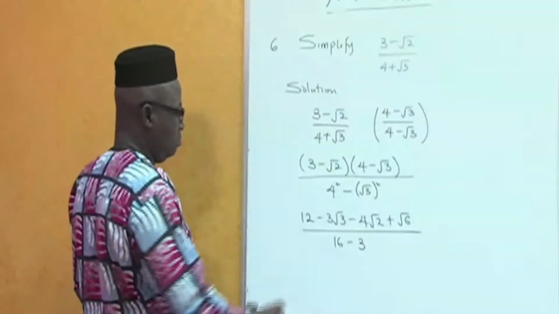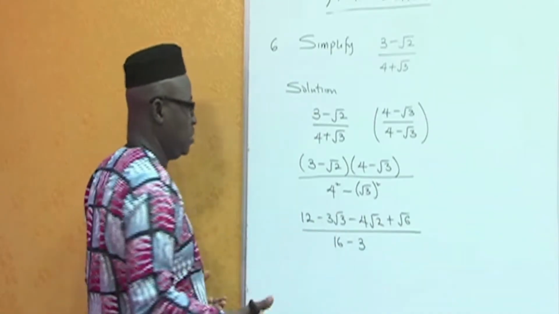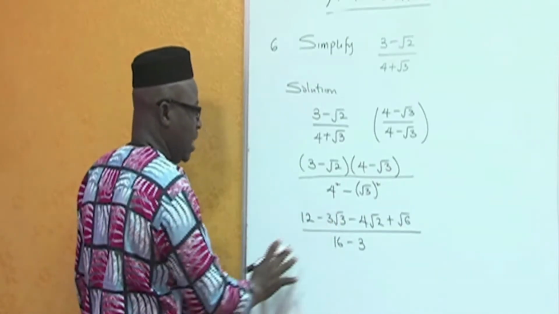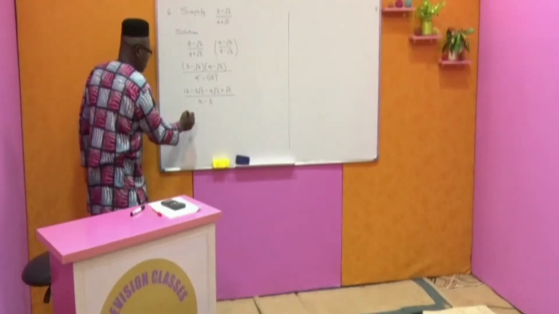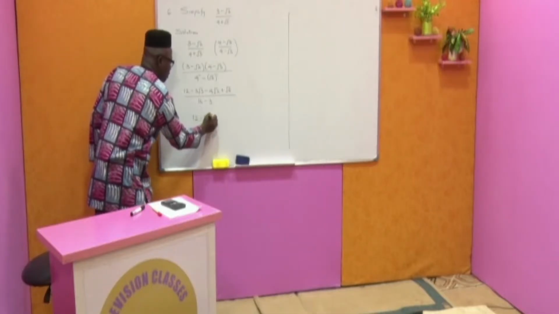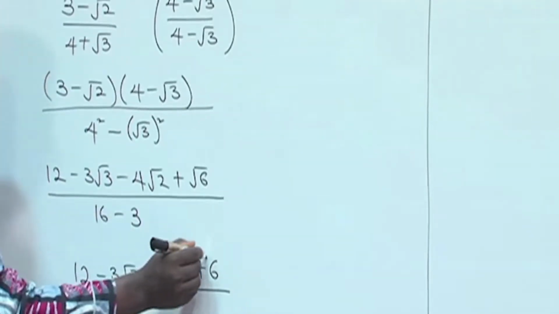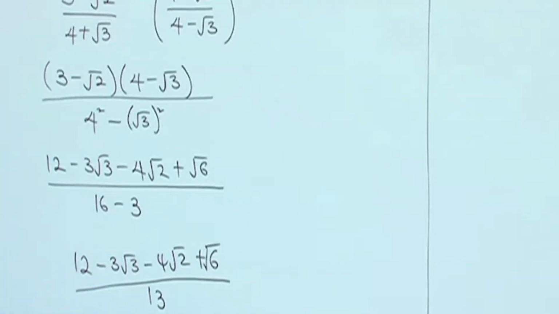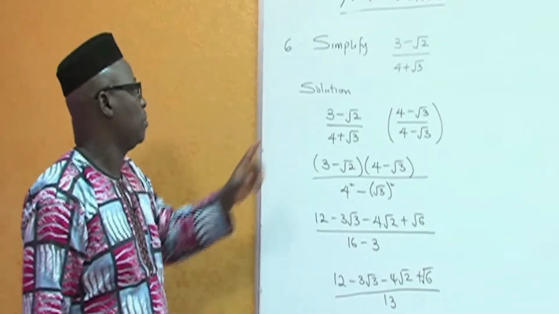So at this point, there's nothing I can simplify in the numerator again because we don't have similar sorts. It's only one number we have there, which is 12. So we can leave the numerator the way it appears. But the denominator, 16 minus 3, is actually going to be 13. So I can write my final result as 12 minus 3 root 3 minus 4 root 2 plus root 6, all over 13. So we've been able to simplify this particular fractional sort.